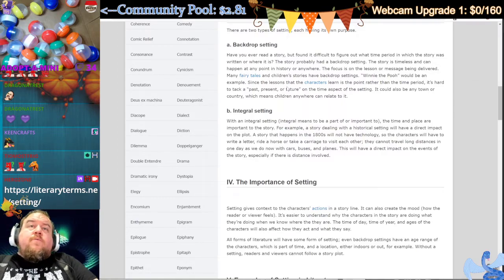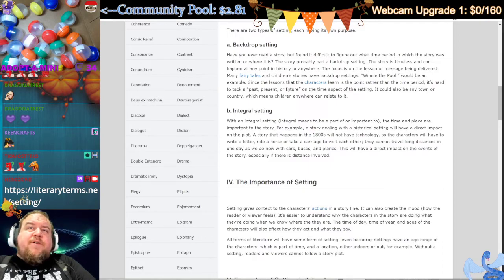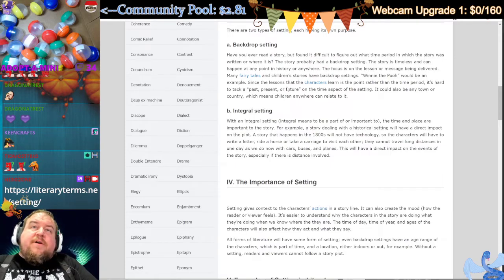Winnie the Pooh would be an example. Since the lessons that the characters learn is the point rather than the time period, it's hard to tack a past, present, or future on the time aspect of the setting. It could also be any town or country, which means children anywhere can relate to it.